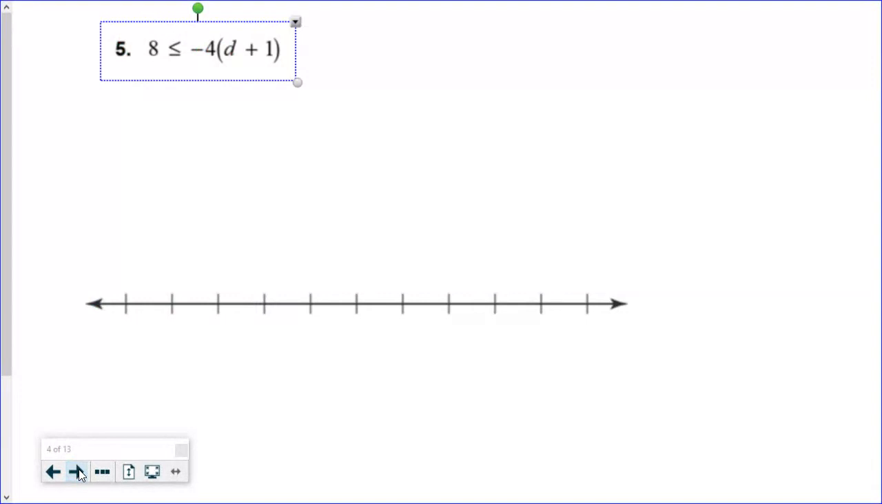I don't know why this is clicked on. I'll try and get it off of there. If not, we're just going to do our best.